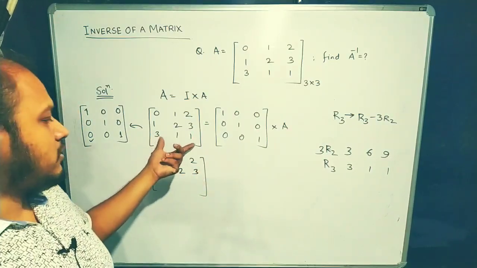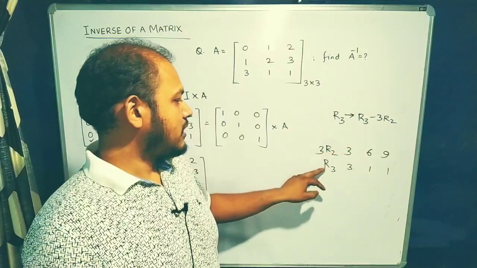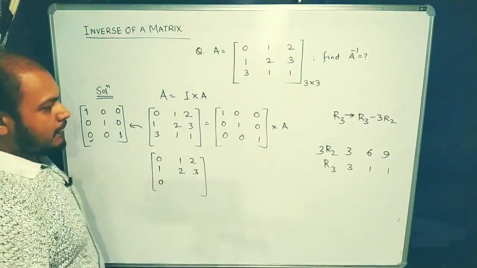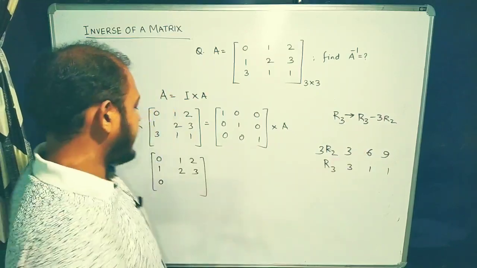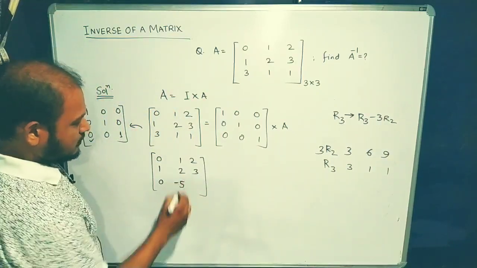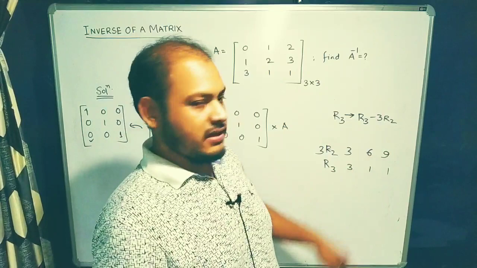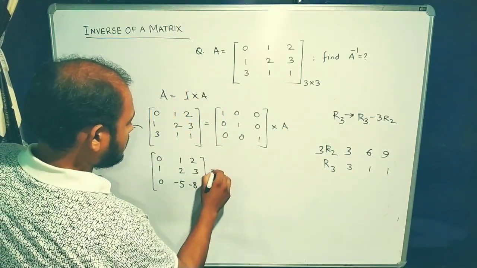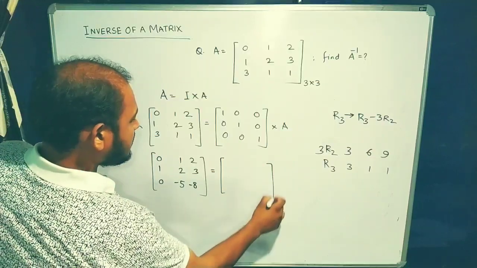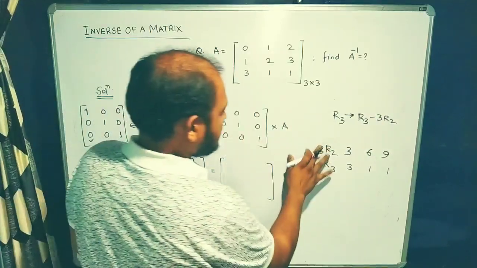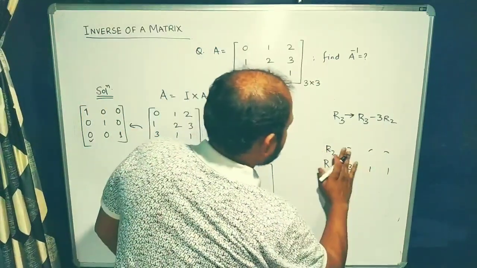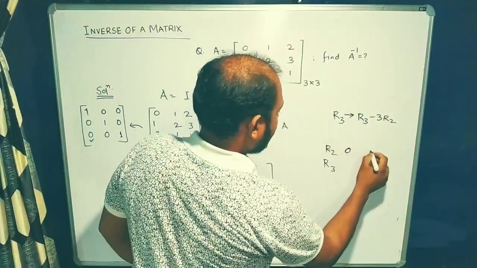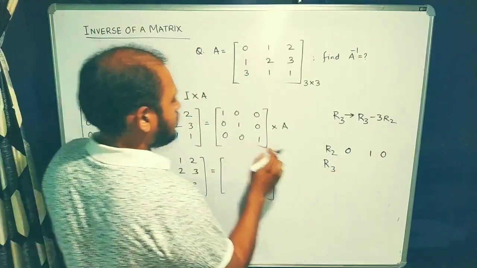And look at the third row. Concentrate on the third row. We have third row equal to R3 minus 3 R2. So 3 minus 3 is 0. Then 1 minus 6 is minus 5. And then 1 minus 9 is minus 8. In a similar fashion, on the right hand side, we will have the second row equal to 0 1 0, and the third row is 0 0 1.